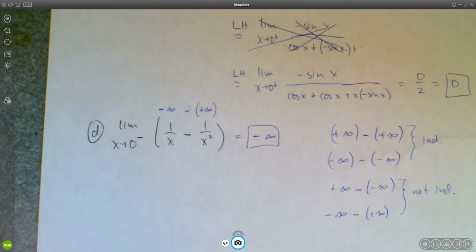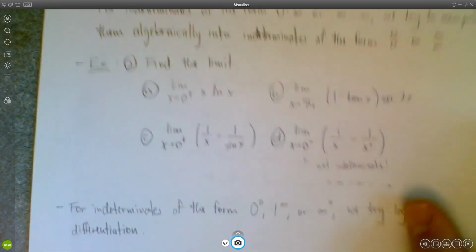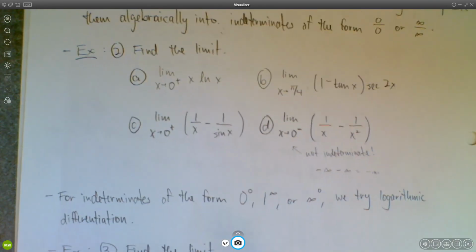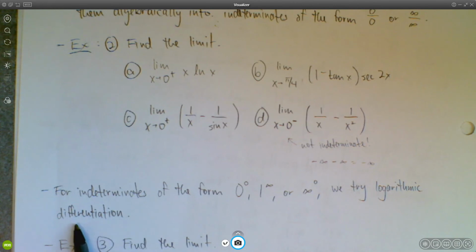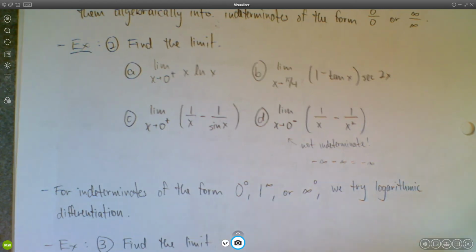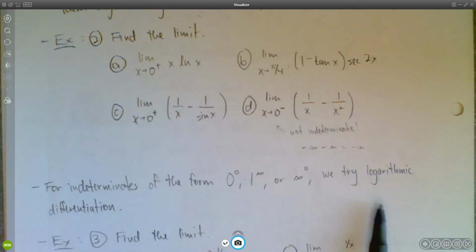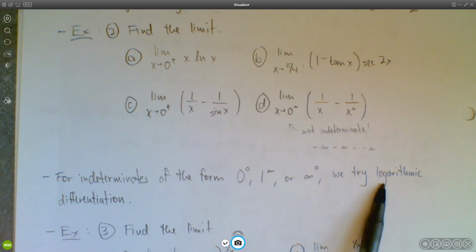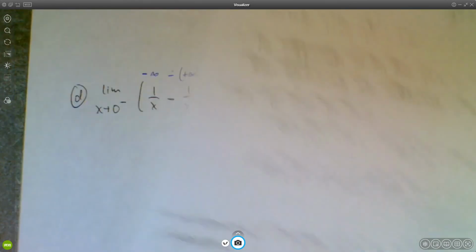Okay, and then I want to show you what to do. I just have two more examples. I know that I've been going on kind of long, but two more examples. I want to show you what to do with indeterminates of the form 0 to the 0, 1 to the infinity, or 0 to the infinity. What we do with these is we try logarithmic differentiation. Okay, so we're going to try logarithmic differentiation. Let me show you how it works.